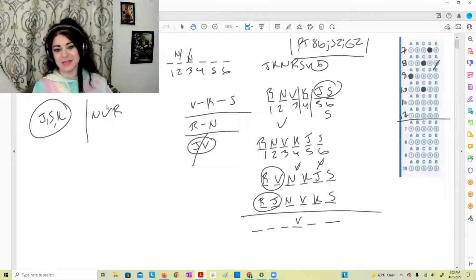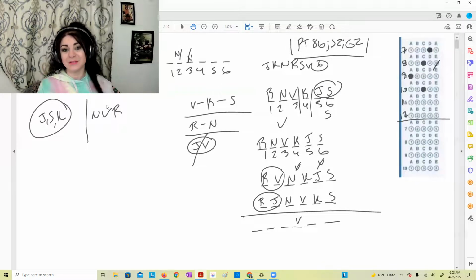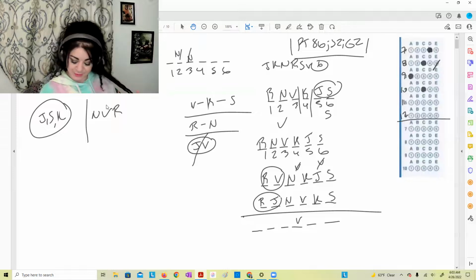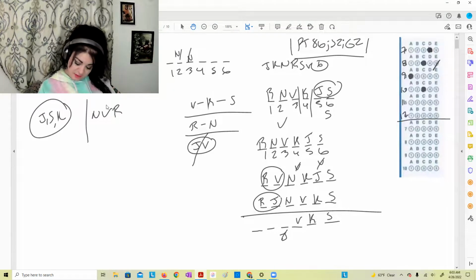So how many people could be 2nd? Well, I don't know. Oh, I know something. V needs to be before K and S. So let's go ahead and fill those in. Now, what else is there? Okay, well, I know that J cannot be next to V. That's another rule that's attached to V.